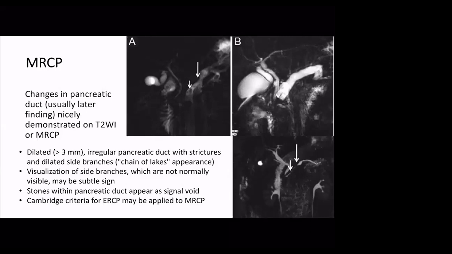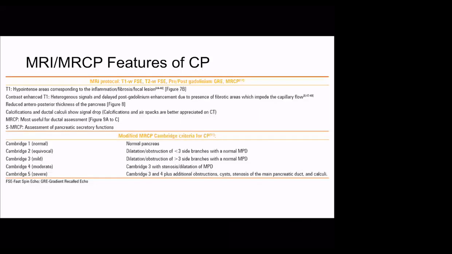نقدر نستخدم الكامبريدج criteria for ARCP على مود الدايجنوسيس. الكامبريدج كرايتيريا 1 هو نورمال، عادة ما يكون نورمال بانكرياس. الكامبريدج كرايتيريا 2 يكون equivocal، نشوف بها dilatation or obstruction of less than 3 side branches with normal main pancreatic duct. الكامبريدج 3 عادة ما يكون mild disease، نشوف بها dilatation and obstruction of more than 3 side branches with normal main pancreatic duct. While الكامبريدج 4 يكون moderate disease، نشوف بها Cambridge 3 criteria with stenosis and dilatation of the main pancreatic duct. While Cambridge 5 اللي يكون severe disease، نشوف بها Cambridge 3 or 4 criteria plus additional obstruction, cyst, stenosis of the main pancreatic duct or calculi.